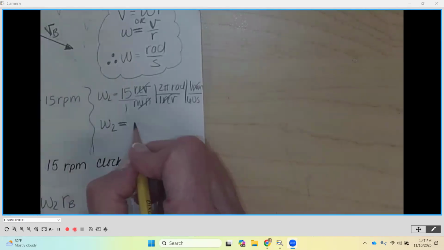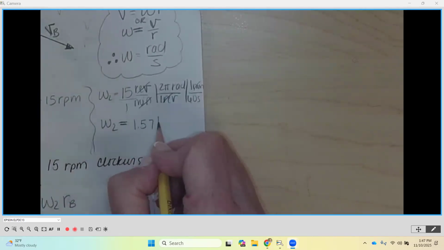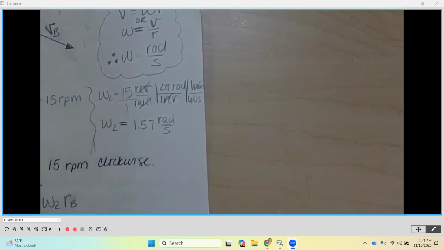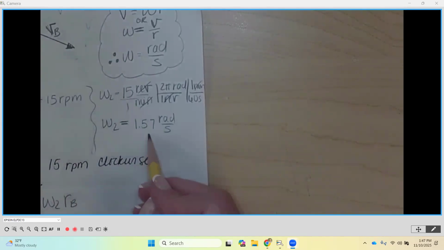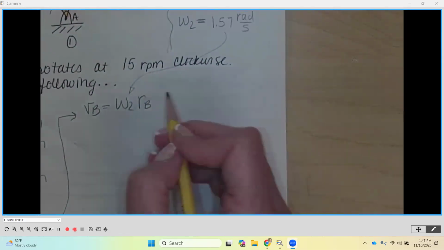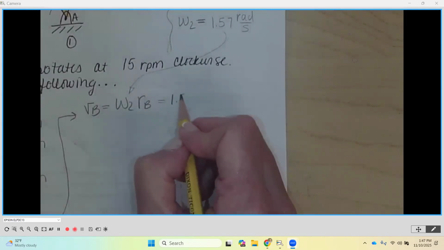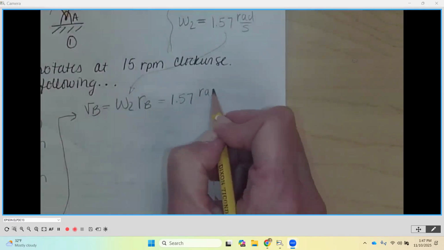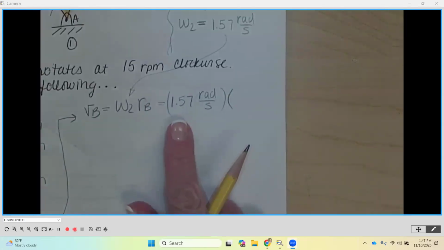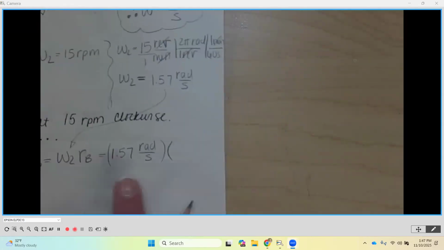David? 1.57, and that's going to be radians per second. Anybody else get that same number? It sounds correct. Okay. So now this is the value we're going to use down here, right? So this is going to be equal to 1.57 radians per second times 4 inches, right?